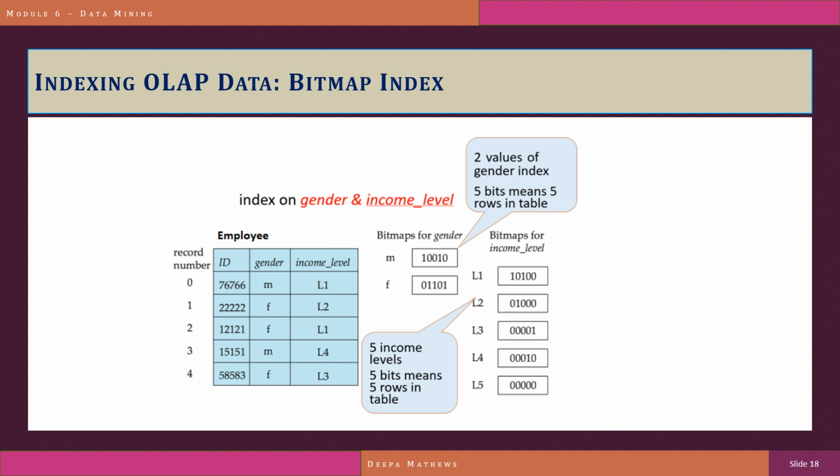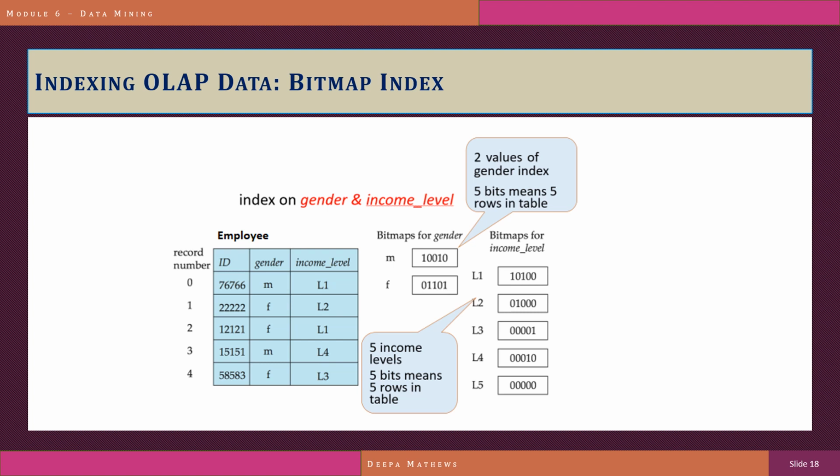We'll be having 5 records. So 5 bits will be there for representing the value m, and similarly 5 bits are there for representing the value f. The first bit is set to 1 as the record number 0 is having the gender as m. So for the value m, the first bit is set to 1. The second and third bits will be set to 0 because record numbers 1 and 2 are having the gender as f. And for the third record, the gender is m, and so its value is set to 1.